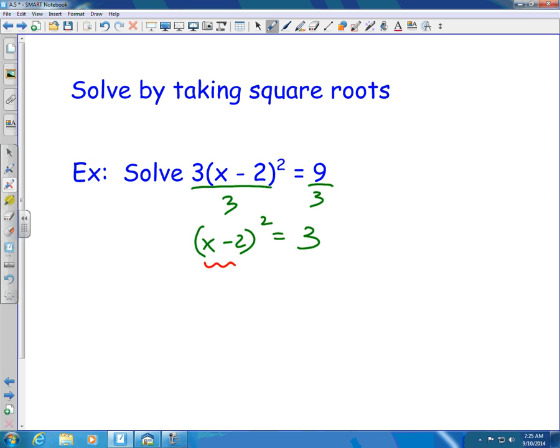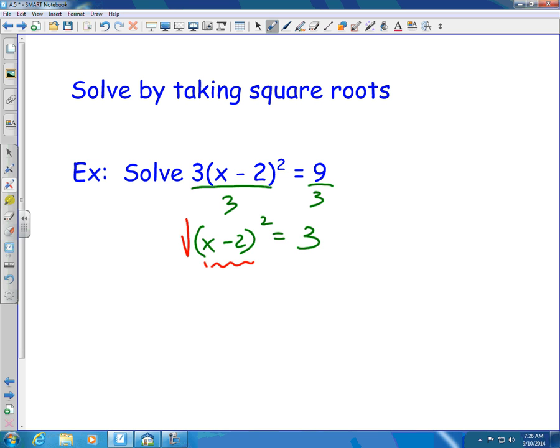I would not multiply this all out and say this is x squared minus 4x plus 4. Don't do that. That's going to be going backwards. That's not going to really help you very much. We've got it already nicely factored here. So it's something to the squared power.